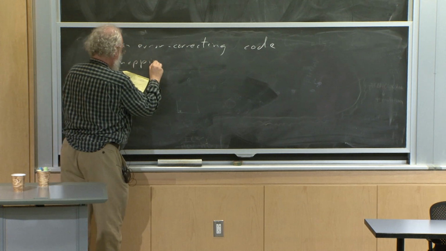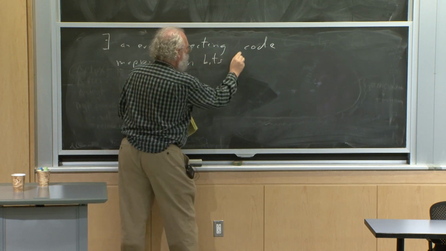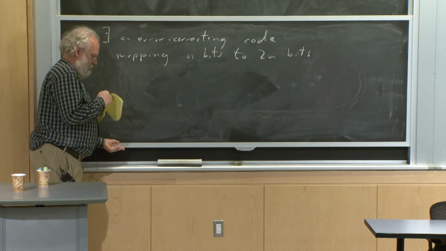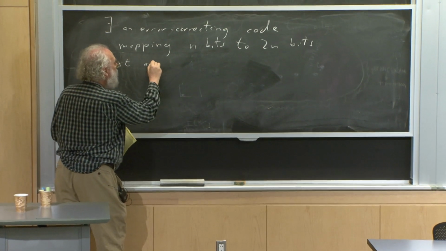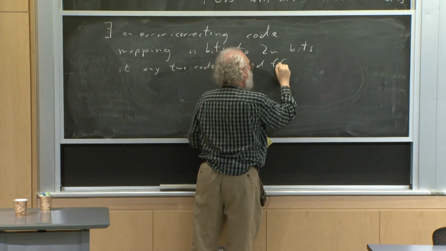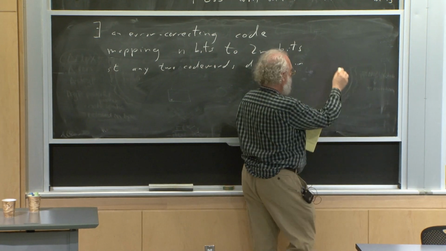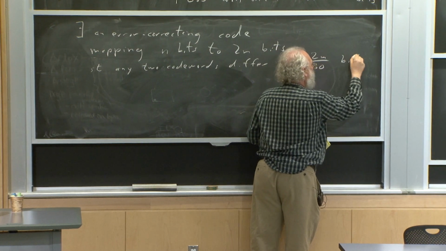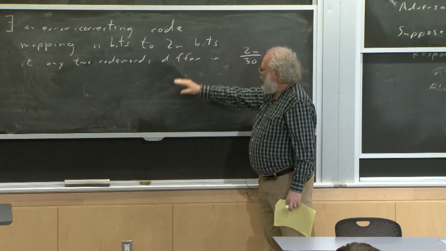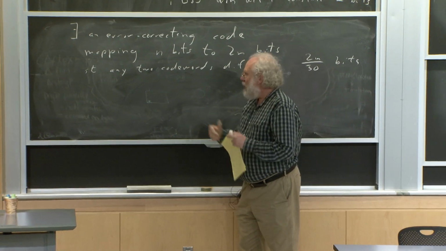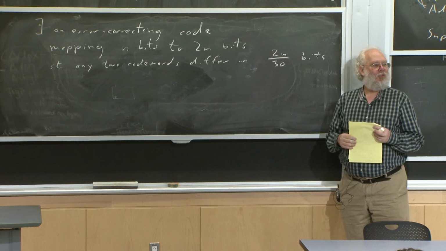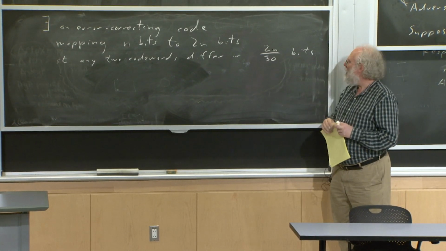Mapping n bits to 2n bits such that any two code words differ in 2n over 30 bits. So if you have two code words, then they can overlap in 29/30ths of their bits, but they differ in 1/30th of them.